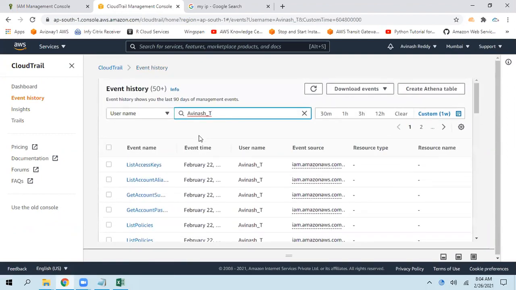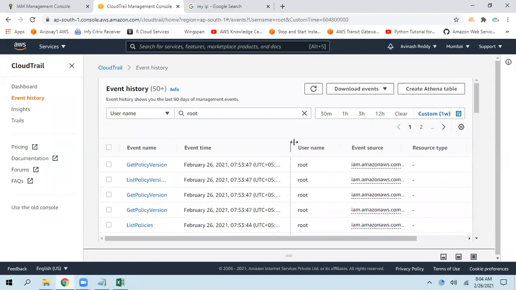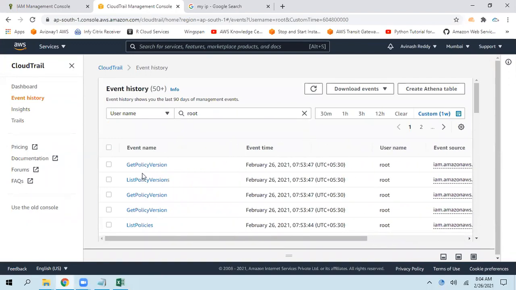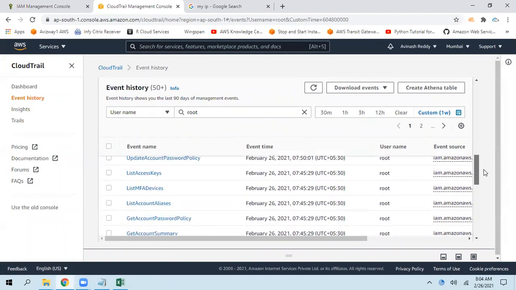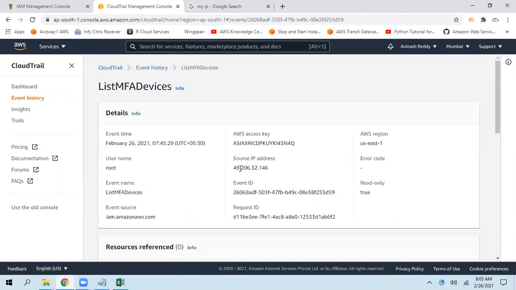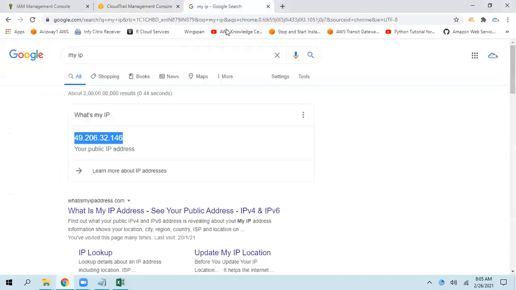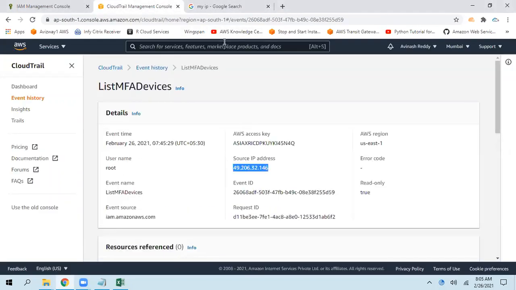You can track all the changes, for example, including the root user also. What exactly is the root user performing? Today we are trying to get policies, get policy versions, list policies, list access keys, list MFA devices. From what network and all we are doing. See, 32.146. From this particular network, the root user is performing this.